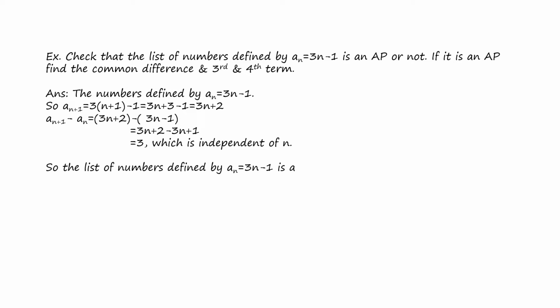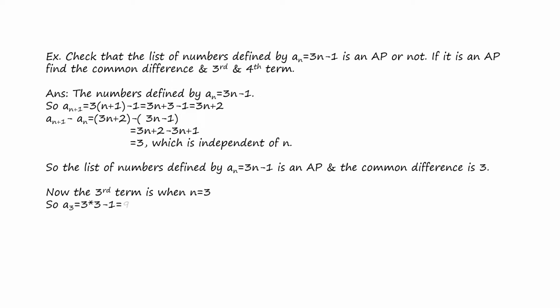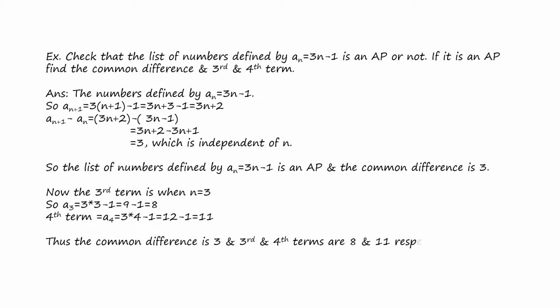So the list of numbers defined by an equals 3n minus 1 is an AP, and the common difference is 3. Now let's find the third and fourth terms. The third term is when n equals 3. So a3 is 3 into 3 minus 1, which is 9 minus 1 equals 8. And the fourth term is a4, which is 3 into 4 minus 1, which equals 11. Thus, the common difference of the given AP is 3, and the third and fourth terms are 8 and 11 respectively.